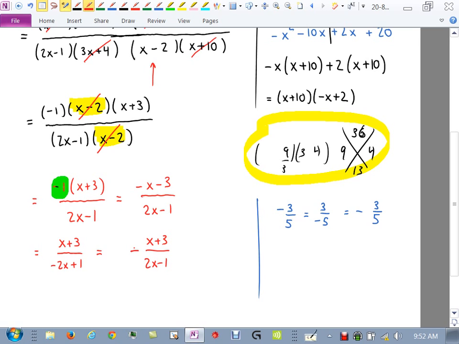I know not everyone is going on to do a lot more math, but I know some people are. One of the things that you want to get good at is recognizing that two answers that look different are actually the same.